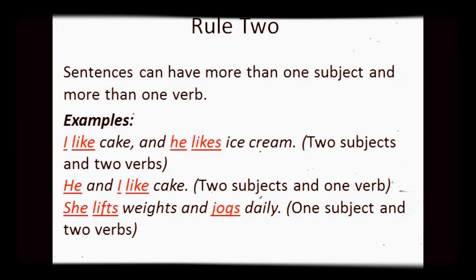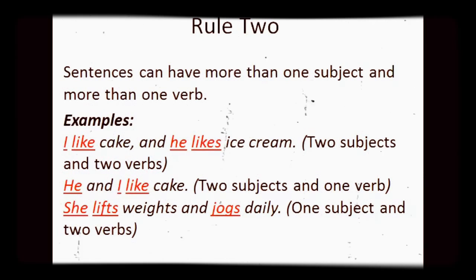Rule 2. Sentences can have more than one subject and more than one verb. For example, I like cake and he likes ice cream. In that sentence, we have 2 subjects, I and he, and 2 verbs, like and likes.